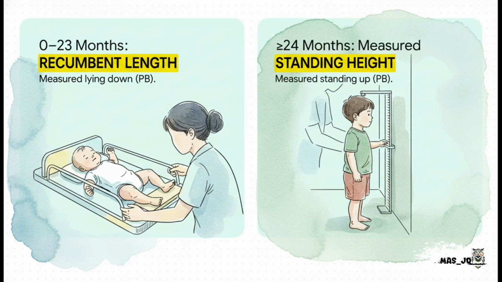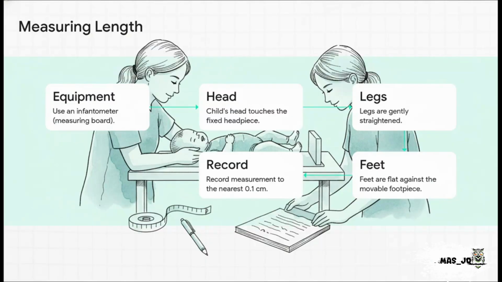For kids 24 months and older, you measure them standing up. We call that standing height. And when I say this is precise, I mean it's really precise. To measure a baby's length, you need a special measuring board called an infantometer. The child's head has to be touching the fixed part, their legs have to be gently straightened out, and their feet need to be flat against the sliding foot piece. And you record this down to the nearest tenth of a centimeter.